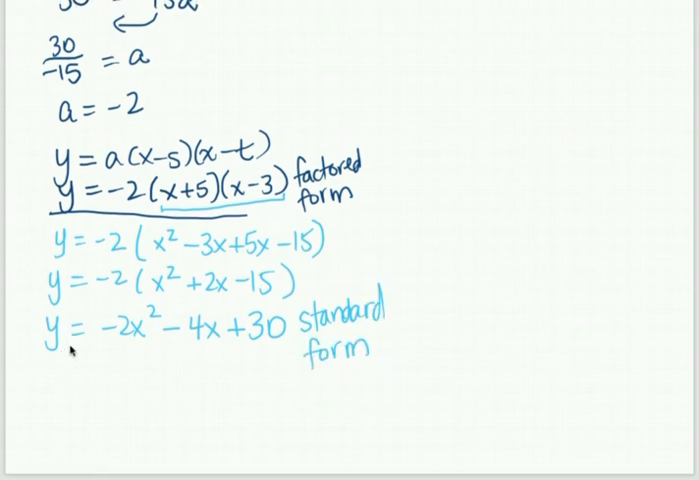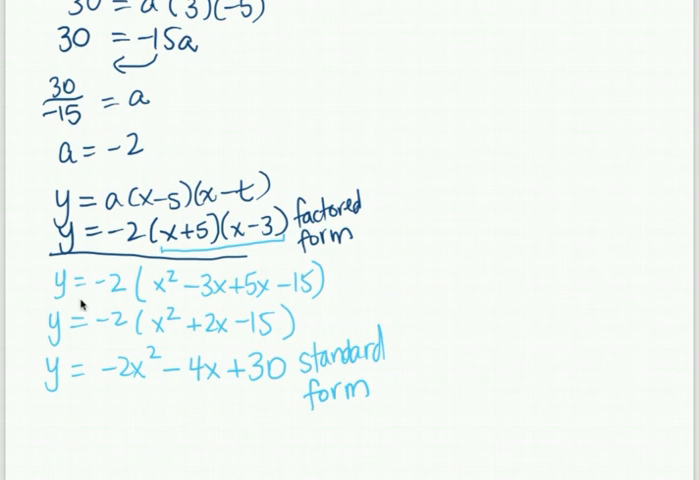Okay, so the nice thing about now being able to go between all the forms is that you can find a lot of information with knowing how to write all the different forms. Like, you know that it opens down because of this negative. You know there's a vertical stretch. You know the zeros are -5 and +3. You know the y-intercept is 30.